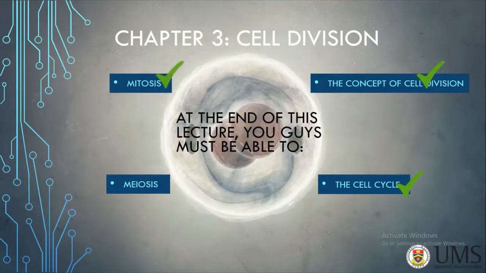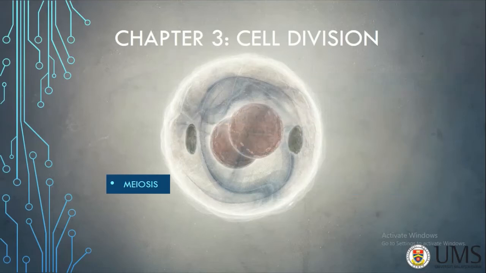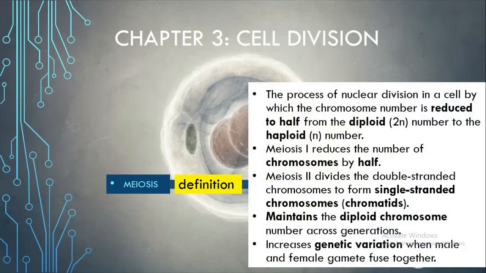So now we have covered the concept of mitosis, and finally we will move to the process of meiosis. By definition, meiosis is the process of nuclear division in a cell by which the chromosome number is reduced to half, from the diploid number to the haploid number. Meiosis 1 reduces the number of chromosomes by half, while in meiosis 2, the double-stranded chromosome is divided to form a single-stranded chromosome, also known as chromatids. This maintains the diploid chromosome number across generations, while increasing the genetic variation when male and female gametes fuse together.